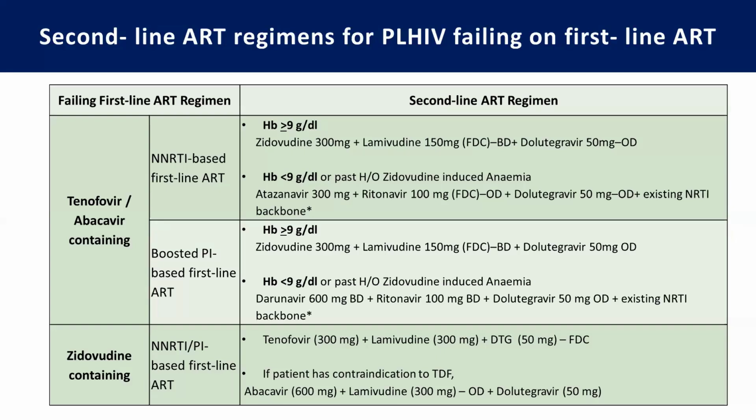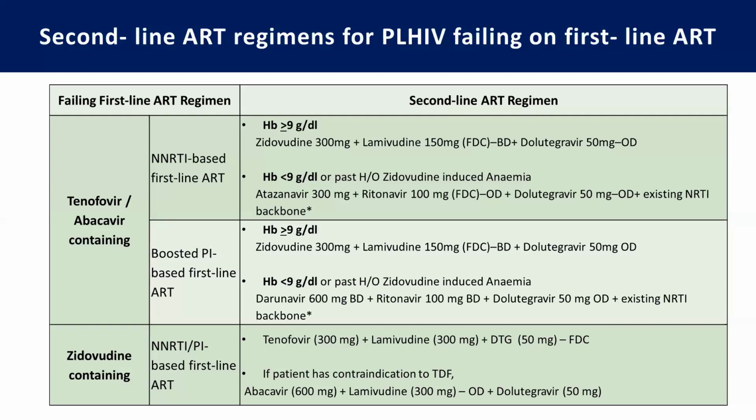However, if the HB is less than 9 and we cannot use zidovudine, then the patient will be on ATVR with DTG. So here DTG, the patient was not exposed to DTG in the first line, it was NNRTI based. So DTG is OD. So DTG plus atazanavir, ritonavir with the existing NRTI backbone. So that means the patient was, say, on tenofovir. So TLD plus ATVR. So TLD one pill and atazanavir, ritonavir one OD pill. So that will be the final regimen.